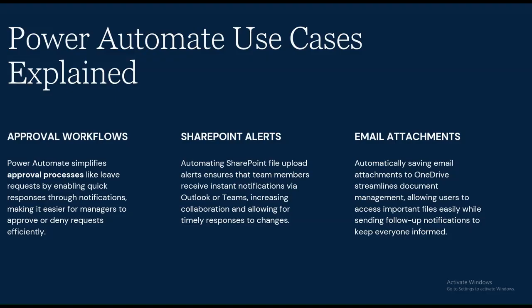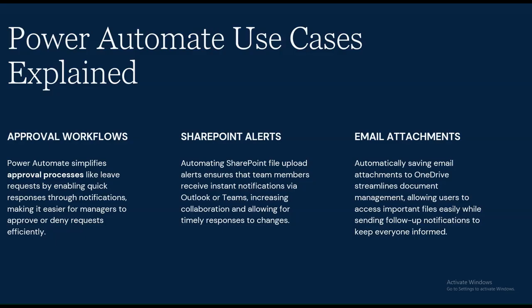Imagine an employee submits a request for vacation. Power Automate can detect the request submission, send an approval to the manager, wait for the approval or rejection, and finally notify the employee automatically. This type of workflow is a very common example in HR and operations. And another example, the SharePoint notification.